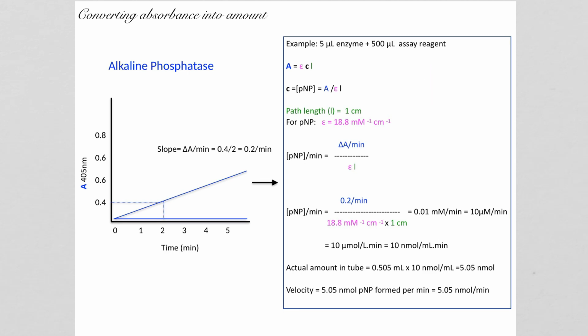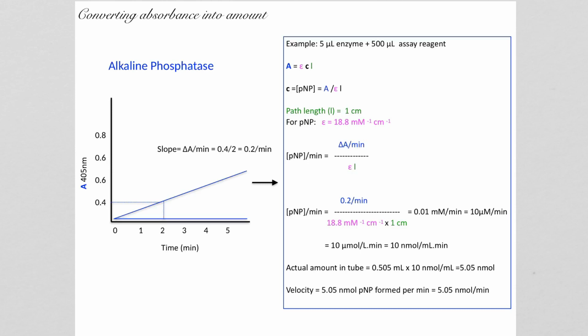For para-nitrophenol, which is the product we are monitoring, the molar extinction coefficient that can be obtained readily from literature is 18.8 per millimolar per centimeter. So using this rearranged equation, we can calculate the concentration of para-nitrophenol per minute, and that is basically your delta A per minute divided by the molar extinction coefficient divided by the path length of the cuvette.